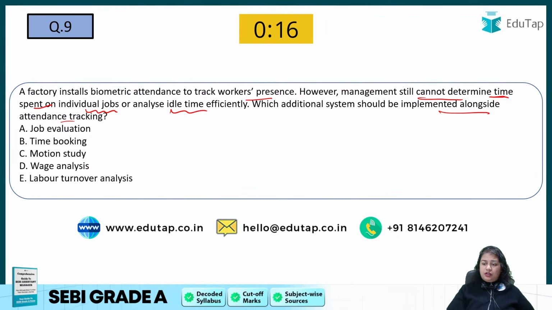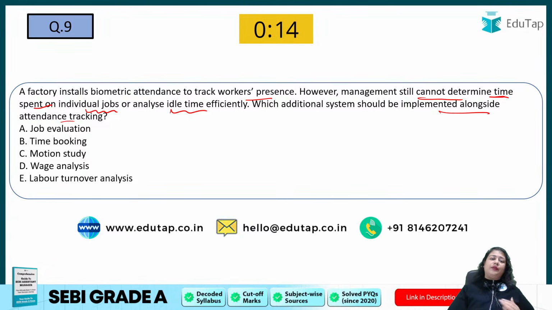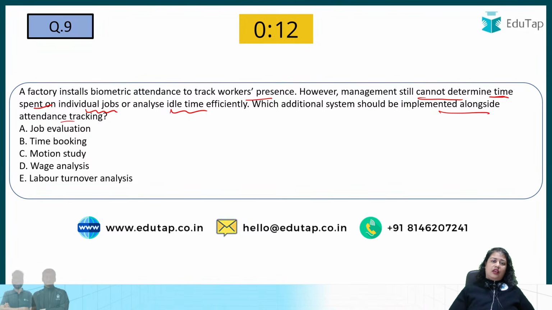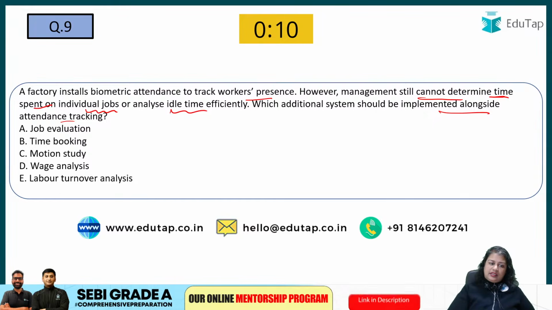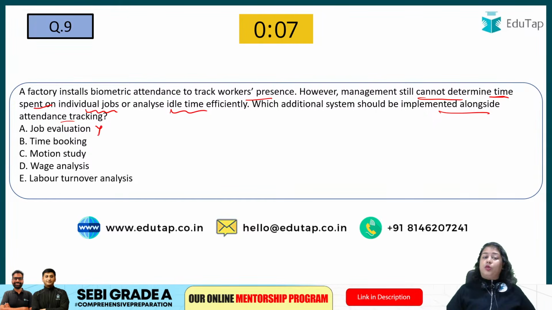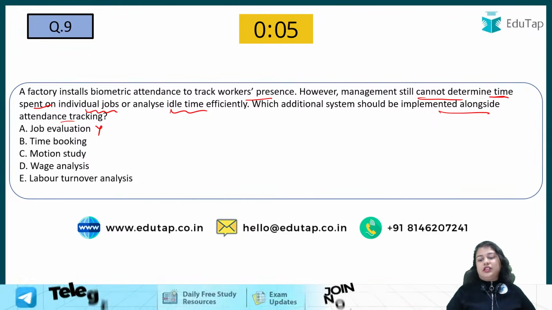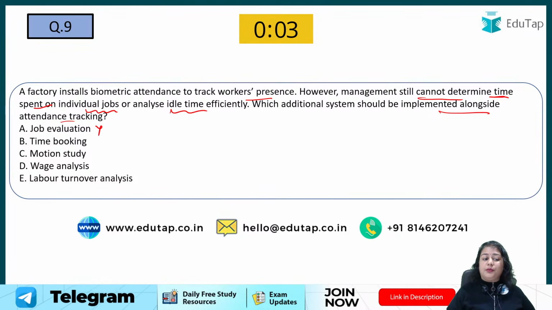Job evaluation? No, because in job evaluation we will be evaluating the job details, that what job he is doing. So yes, this is incorrect. Time booking. Yes, time booking is the additional system that should be implemented, because time booking states that we will be trying to understand how much productive time the labor has spent, right? So yes, the answer is B, time booking.